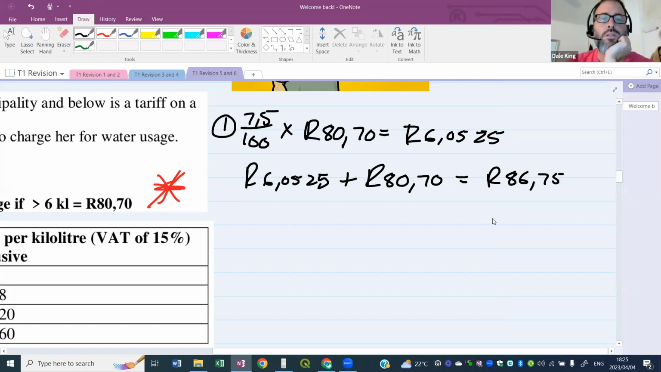All right, so that's a two-step process. Well done to those people. Yes, so that answer is correct. Just make sure to round off to the second decimal, so it's 86.75, and then leave it at that.